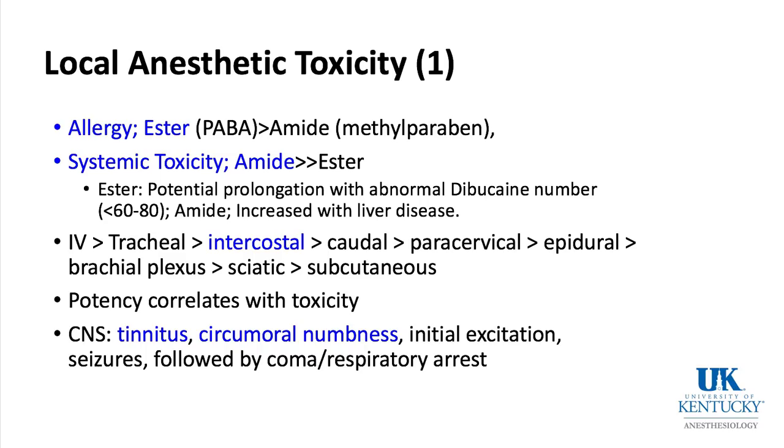an abnormal esterase type enzyme, and one of those esterases is acetylcholinesterase. And Dibucaine is one of the things that we'll talk about later, an amide local anesthetic that normally inhibits acetylcholinesterase by about 80%. And if you have an abnormal Dibucaine number, suggesting an abnormal acetylcholinesterase enzyme, you can have prolongation of ester local anesthetics, as well as the main one we talk about, which is succinylcholine.